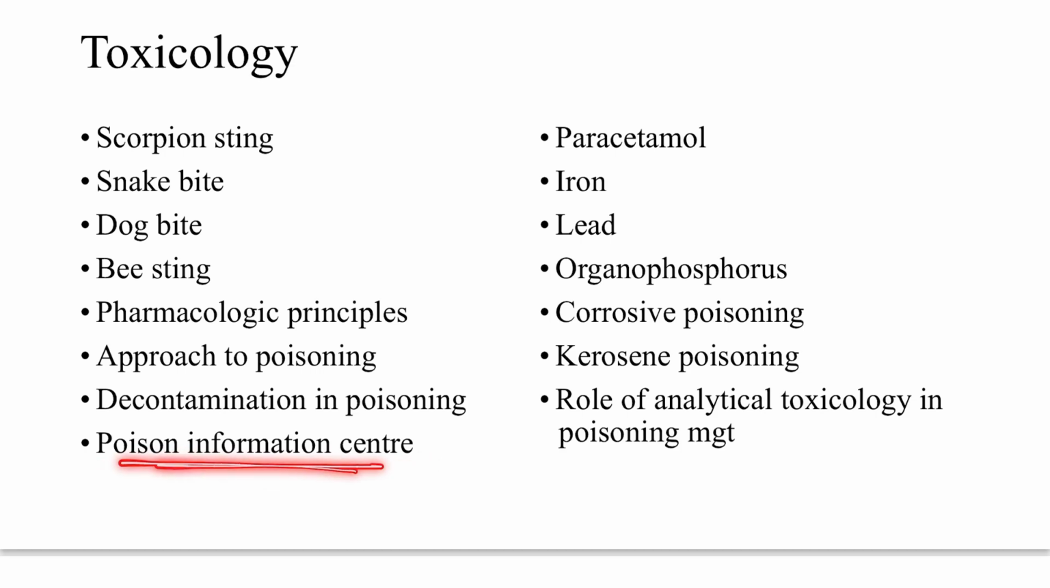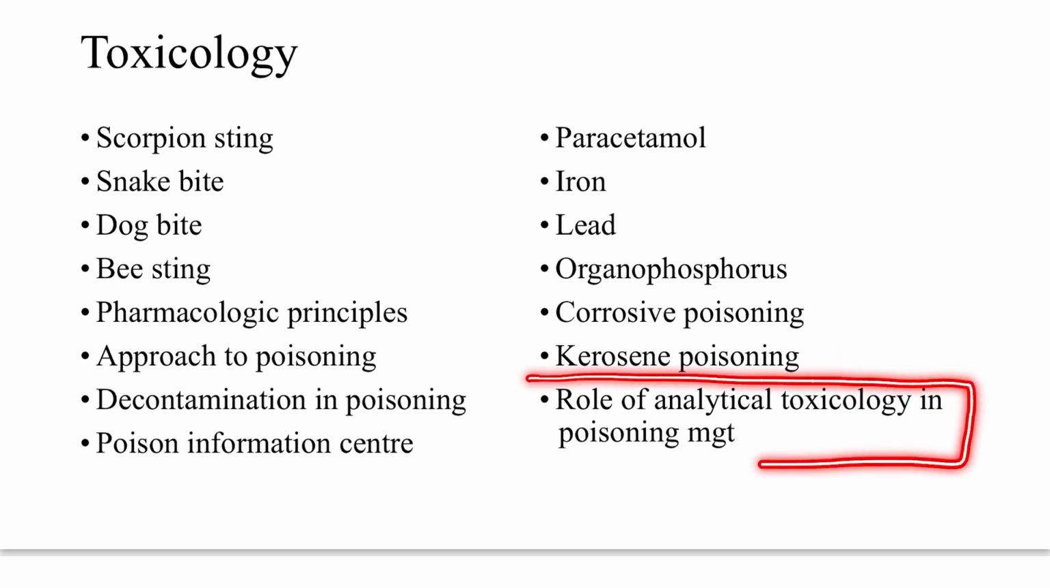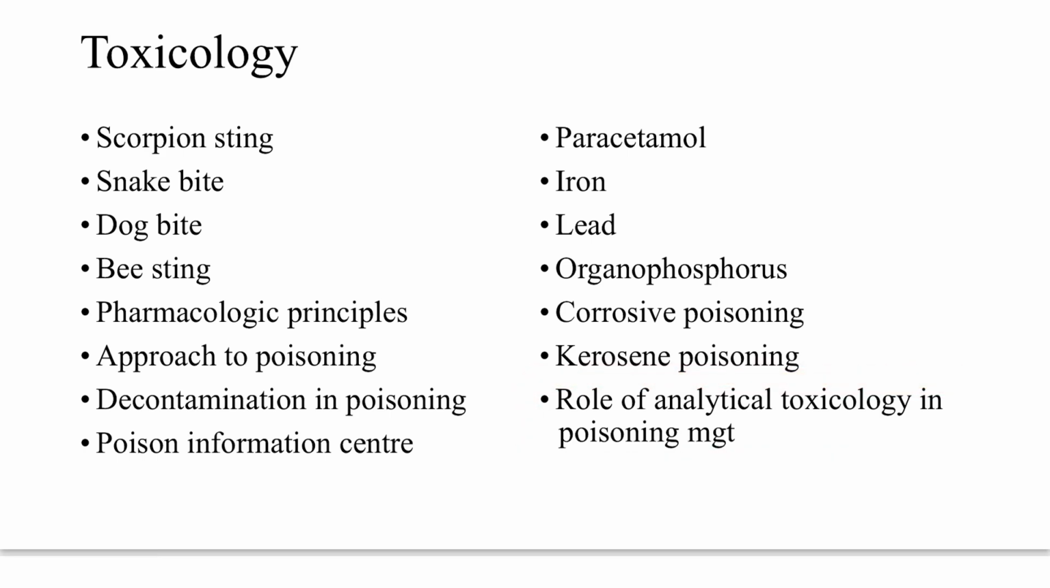If they ask, unless you know something, you will not be able to write anything. For the rest, at least you can draw from your experiences and write. For the poison information center, you can just say I am going to call this person and that person will tell me what needs to be done. But that is not going to fetch you marks. Paracetamol poisoning, iron, lead, organophosphorus, corrosive poisoning, kerosene poisoning, and the role of analytical toxicology in poisoning management. This is a direct statement from IJPP.